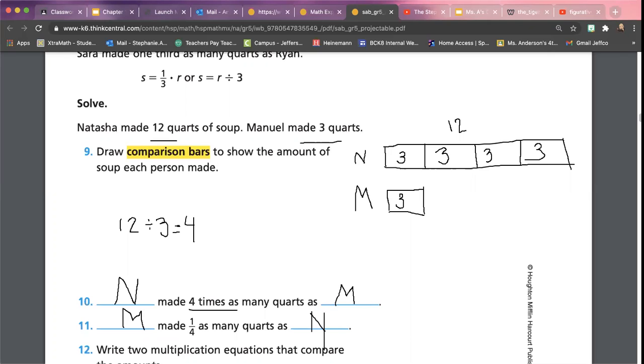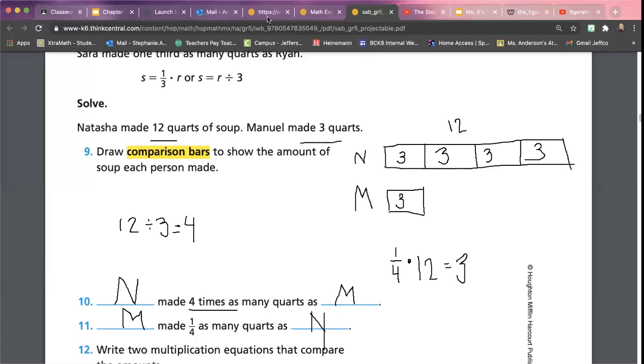So guys, this multiplying fractions is really division. That's what this is. So if I was to say 1/4, which is what Manuel made, 1/4 times 12. So if I said Manuel made 1/4 as much as Natasha's 12 cups, he made 3. And you guys know this is the same as 12 divided by 4 equals 3. Are we starting to see the relationship here?